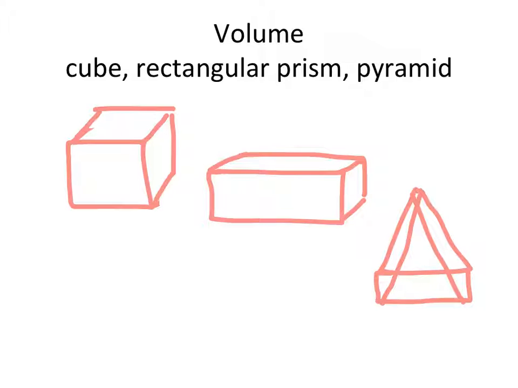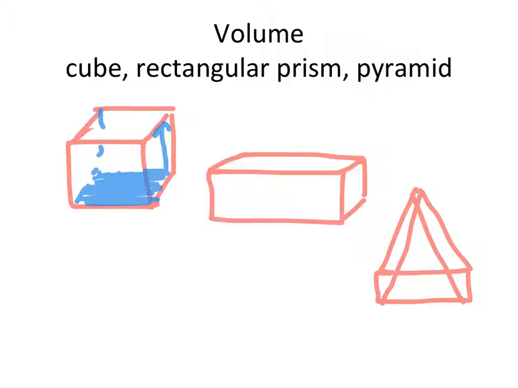To find the volume of a cube, we need to find the area of the base, or one of the sides. If we find the area of this, that would tell us how many units it would take to cover the bottom. Then we need to know how many rows of those it would take to absolutely fill the cube.